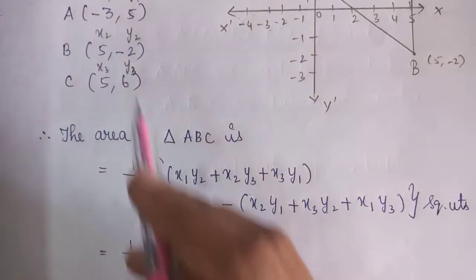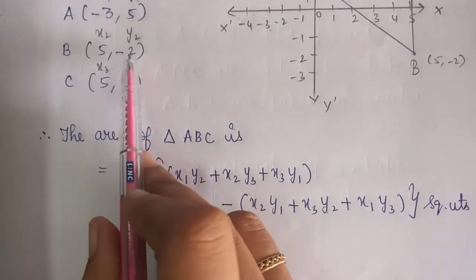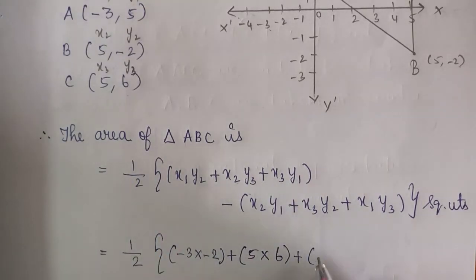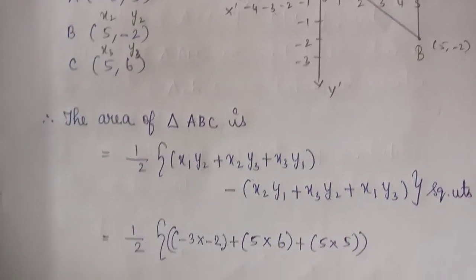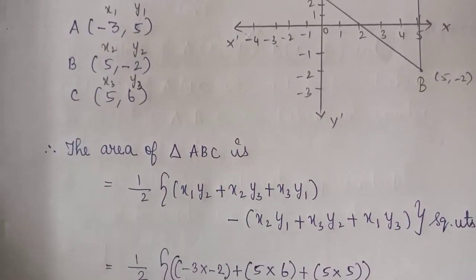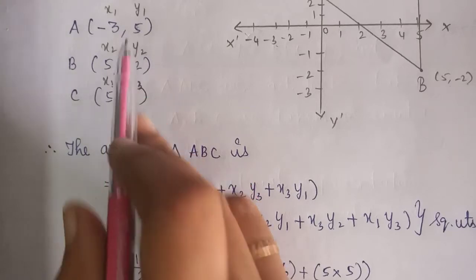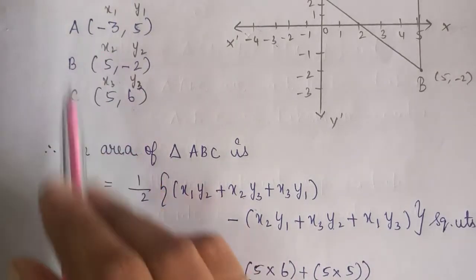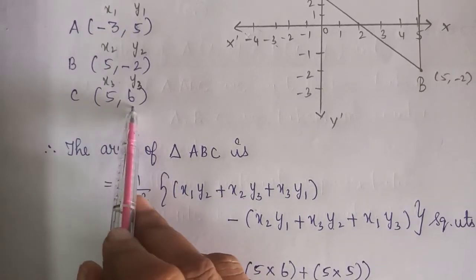x1 value is minus 3. So minus 3 into y2 value is minus 2 plus x2 value is 5 into y3 value is 6 plus x3 value is 5 into y1 value is 5, whole bracket, minus again x2 value is 5 into y1 value is also 5 plus x3 value is 5 into y2 value is minus 2 plus x1 value is minus 3 into y3 value is 6.